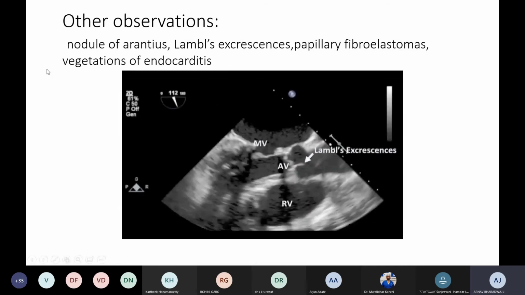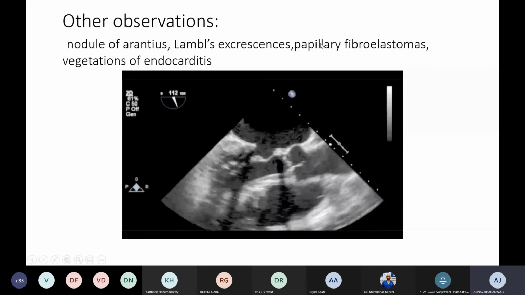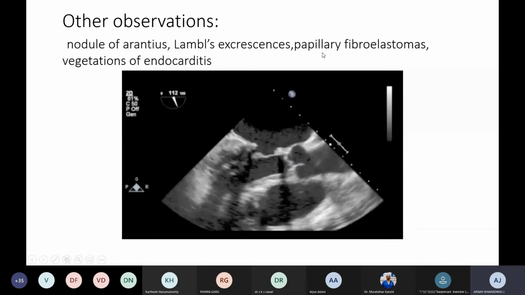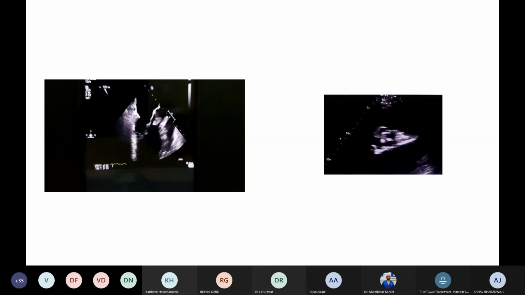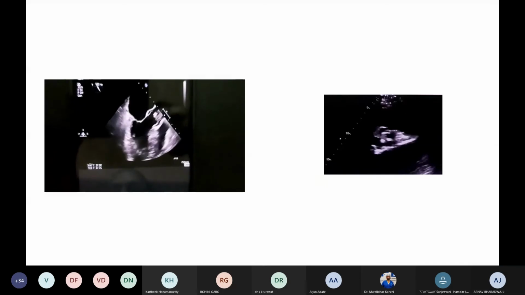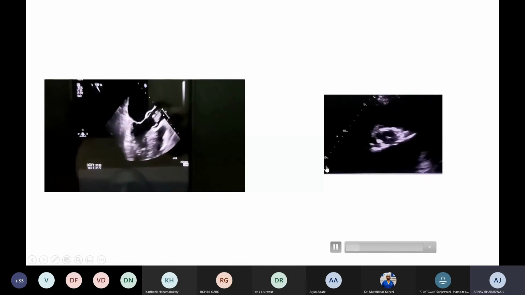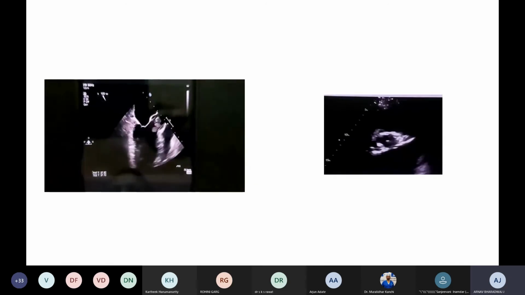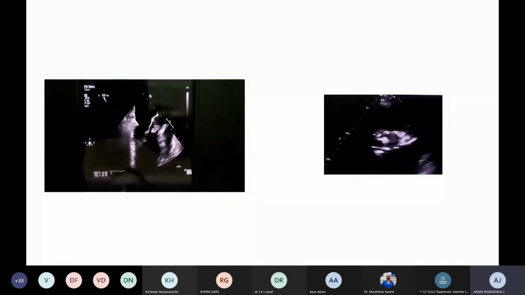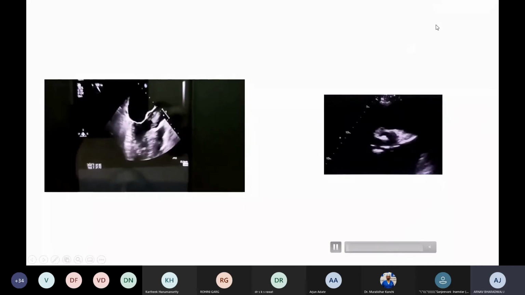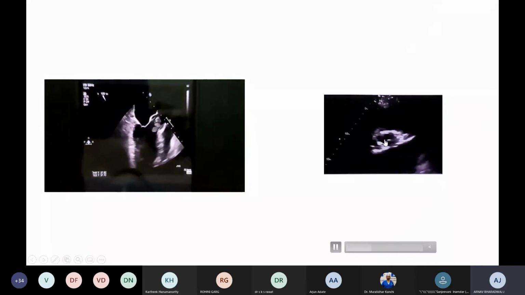Another extra thing we can observe is vegetations because of endocarditis of the heart valves. These are the vegetations attached to the aortic valve. These are the hypertrophic nodules of Arantius. These are the three hypertrophic nodules which are moving at the center.